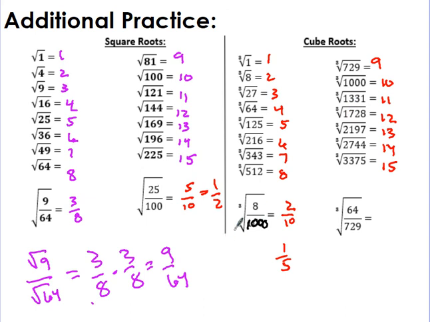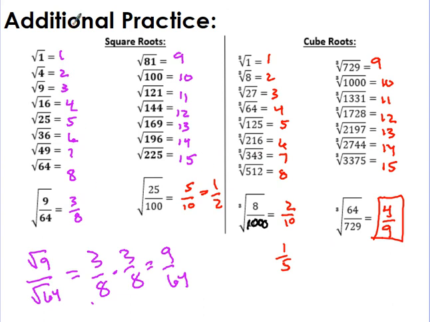And if I had simplified this beforehand, I'm willing to bet I would have had 1 over 125 for 8 over 1,000. Cube root of 64 is 4. Cube root of 729 is 9. 4/9 would be the cube root of 64 over 729. Okay, keep this handy.